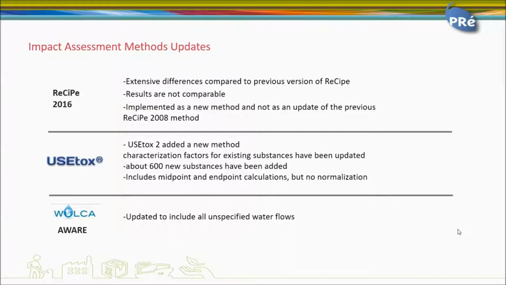UseTalks 2 was also added as a new method, and here about 600 new substances have been added, and we also updated the existing characterization factors. At this time, this method doesn't include normalization, but it includes midpoint and endpoint calculations.